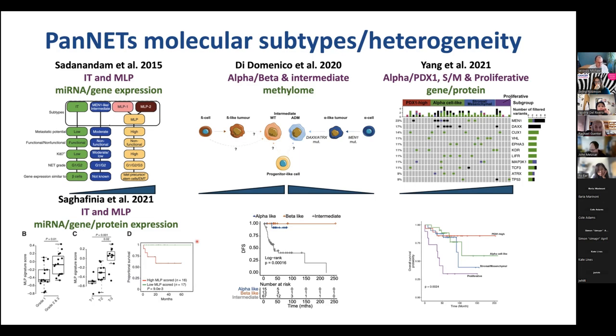We know how to treat these patients. However, when you start having this high MLP score, you're doing poorly. The same thing, I think, in the paper with Marinoni. Again, you have beta-like or alpha-like, very good survival. When you move to the intermediate, poor survival, the same thing with this paper.